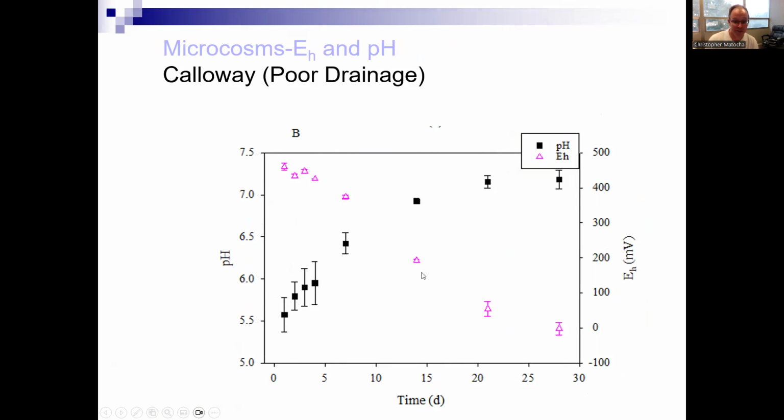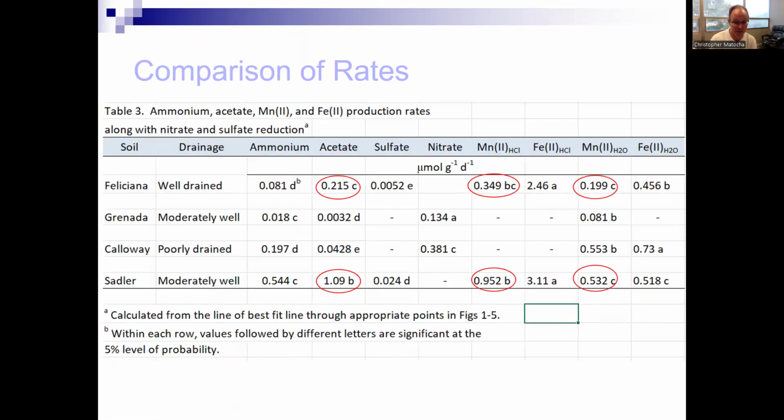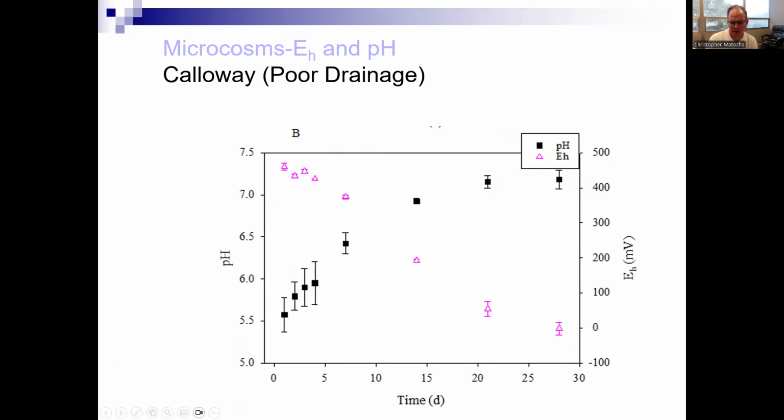Higher EH, then it decreases over time, concurrent with some of the conditions we see with decreasing nitrate and all that. But I should point out, the most negative we get here is 0, and we never reach sulfate reducing conditions, but we do have manganese and iron reducing conditions achieved.